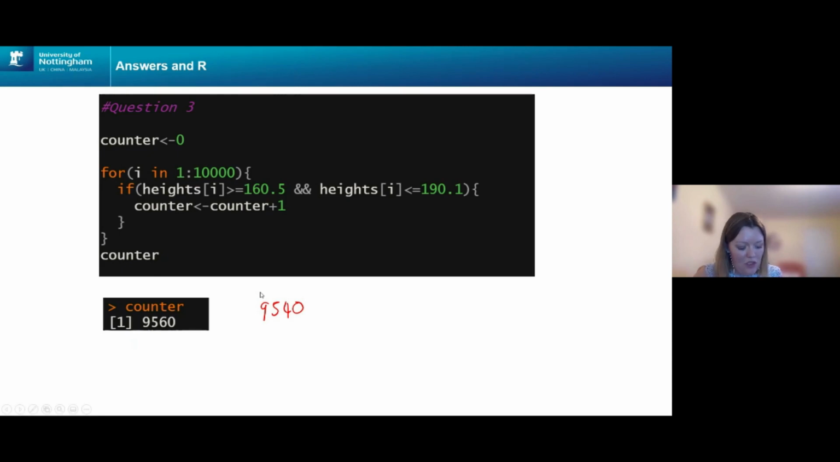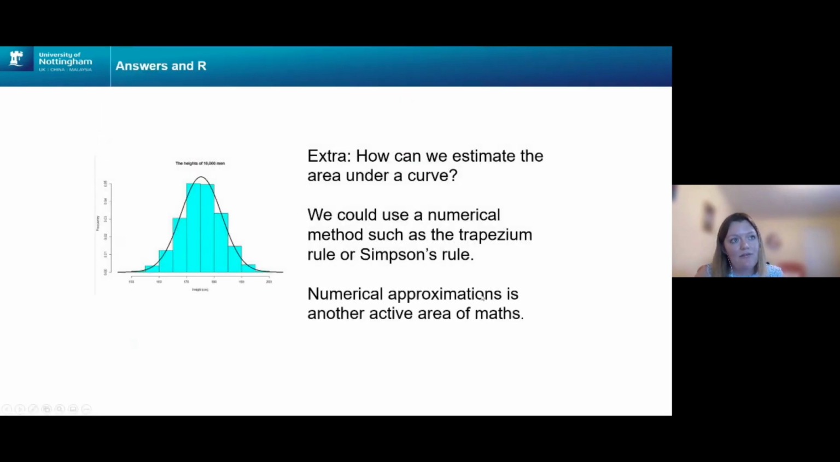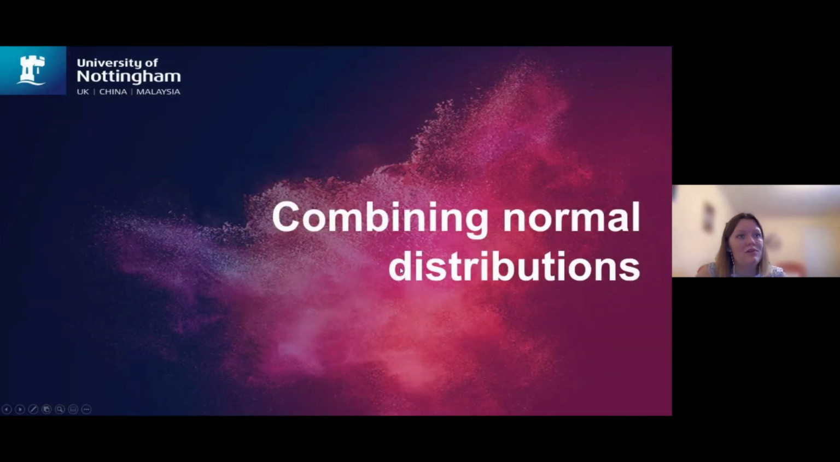For the extension questions, a lot of people have mentioned integration. Yes, we can use integration, and if we can't do that theoretically, we can do that numerically. You might have met the trapezium rule or Simpson's rule in your A-level studies, and numerical approximation is another active area of maths. So we're going to look at the final part of today's talk, which is combining normal distributions. So we've looked at what a normal distribution is, and we're now going to look at actually combining normal distributions.